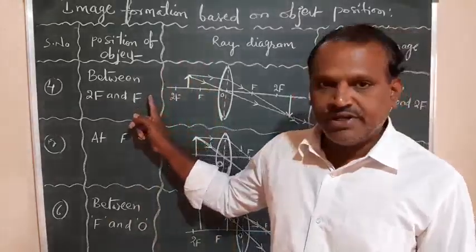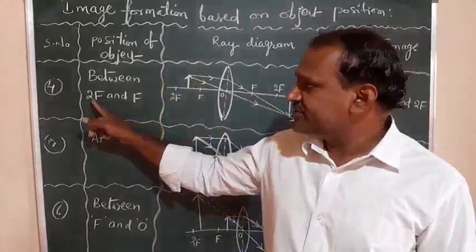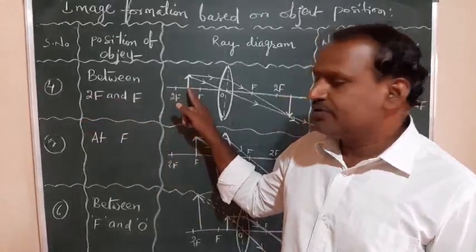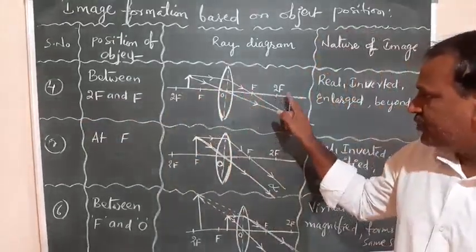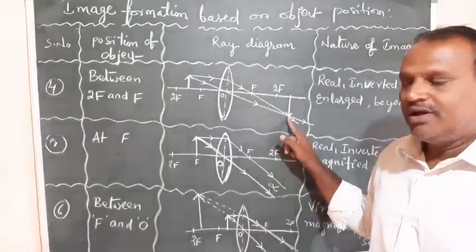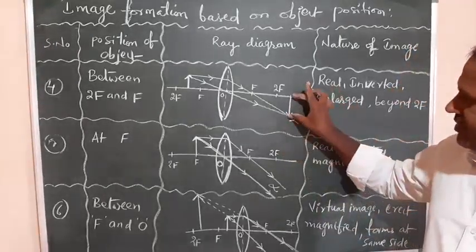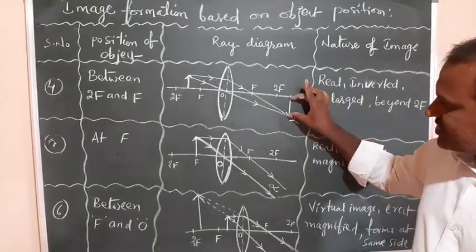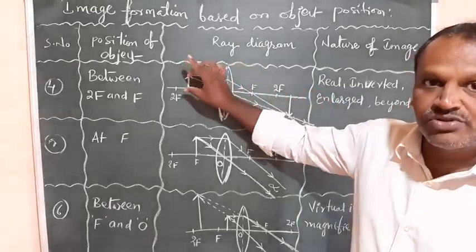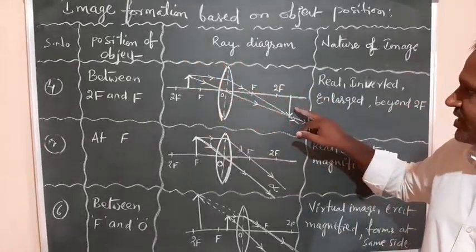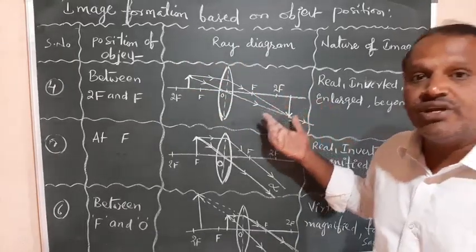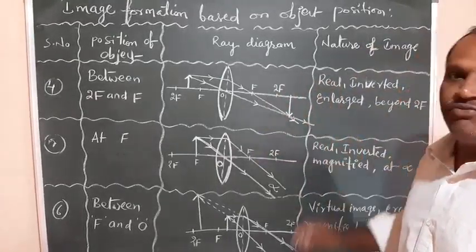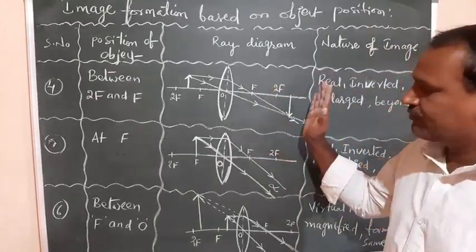In the fourth case we discussed, the object is between 2f and f. So here we have the object, right? For this object the image will form after 2f, as you can see in the ray diagram. The nature of this image is real and inverted. It is enlarged. Enlarged means the size of the image is greater than the size of the object. So the image is real, inverted, enlarged, and it forms beyond 2f. Where exactly it will form, I am not saying; after 2f it will form, right?